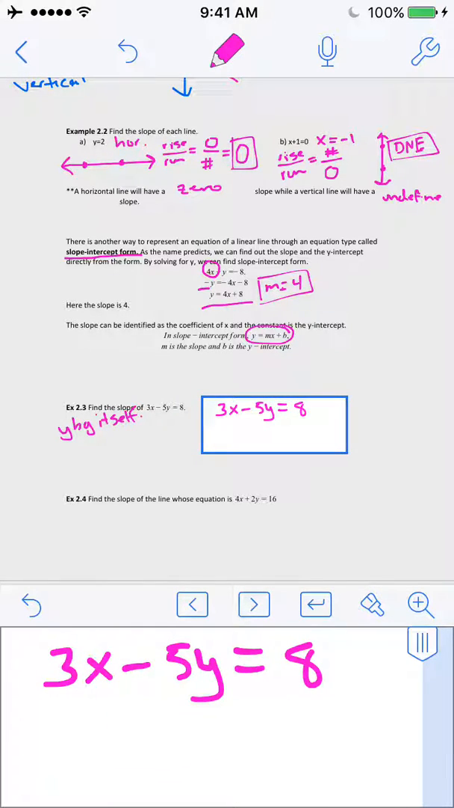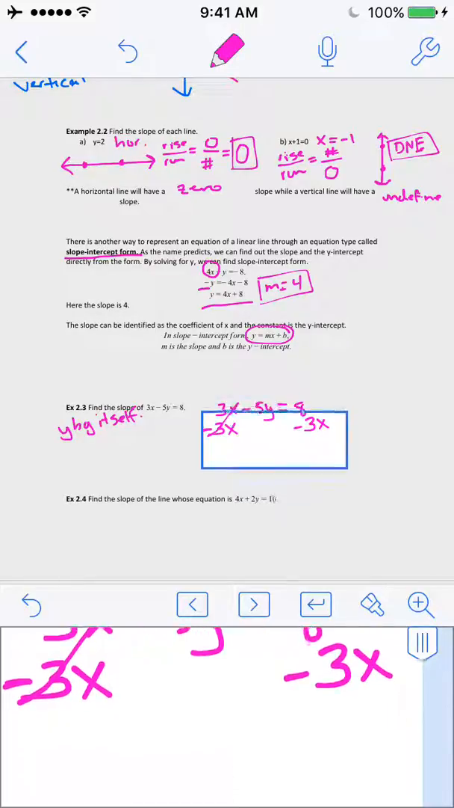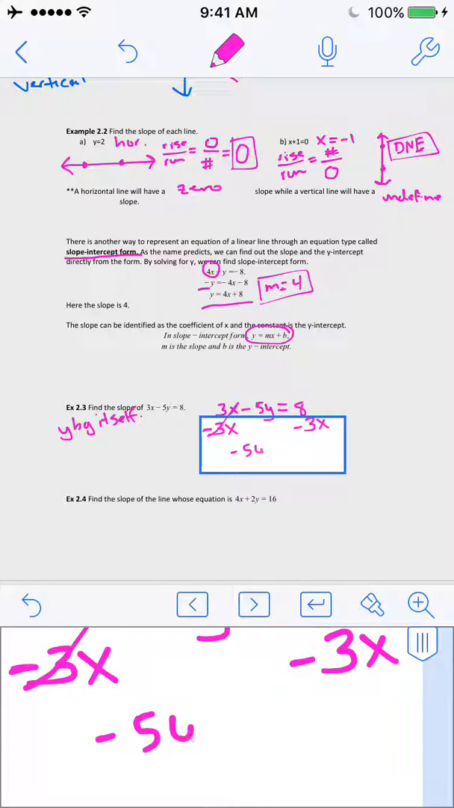We'll start by getting everything that's farthest away from y over to the other side. So always start as far away from the variable as you can, the variable in question. Whether it's with just numbers or with other variables, the rule still applies. So over here I want to get rid of this 3x. Now I have a positive 3x. I'll cancel it with a negative 3x to both sides. That goes away. That way I'm just left with negative 5y.